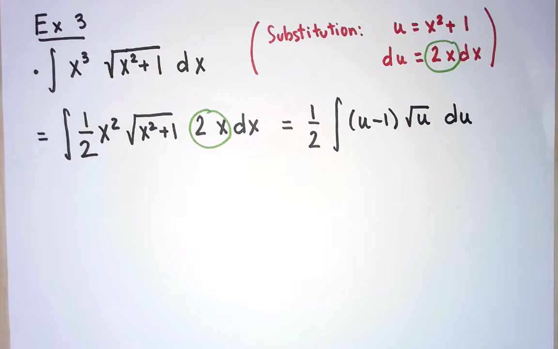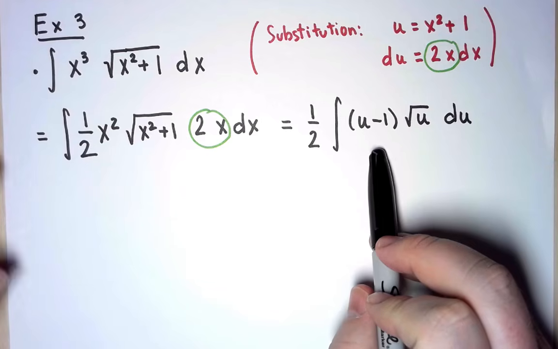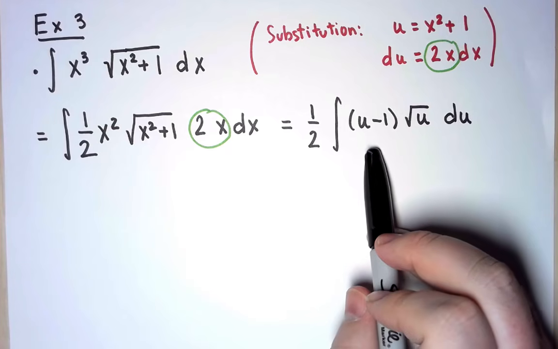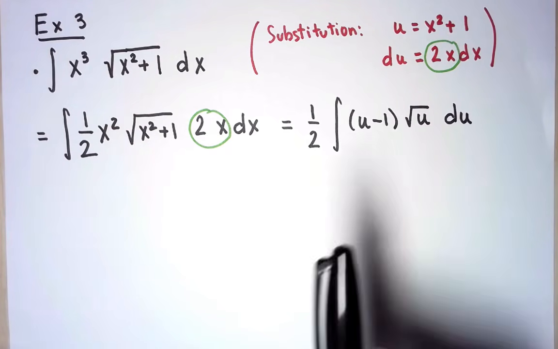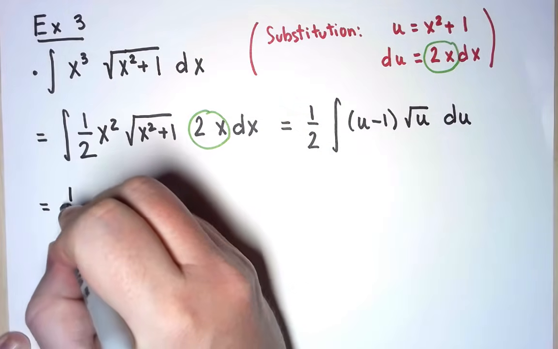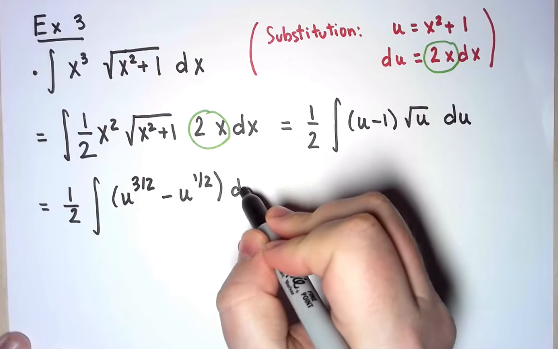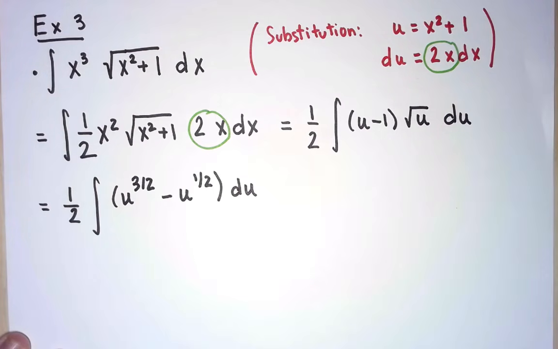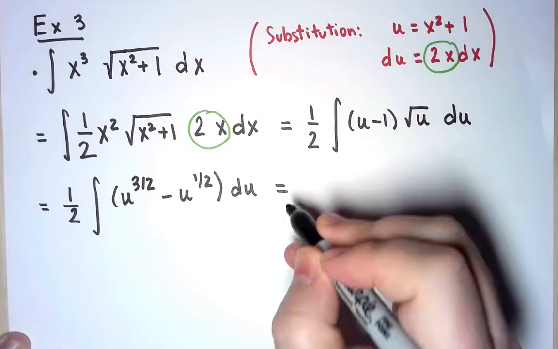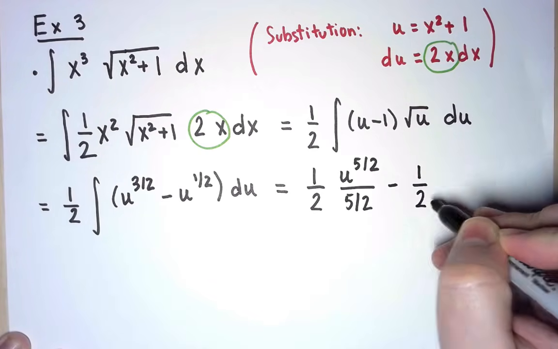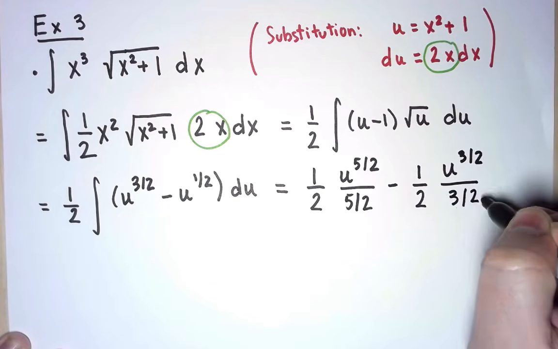And now let's pause for a moment. The transformed integral is definitely simpler than the original integral. So this is progress. Doing a substitution was a good idea. It helps. I'm not done yet, but this has helped. Now, the best way to complete this integral is probably to multiply it out. I get 1/2 of the integral of u to the 3/2 minus u to the 1/2 du. And now I think I know how to compute these antiderivatives. It is 1/2 of u to the 5/2 over 5/2 minus 1/2 of u to the 3/2 over 3/2 plus an integration constant.